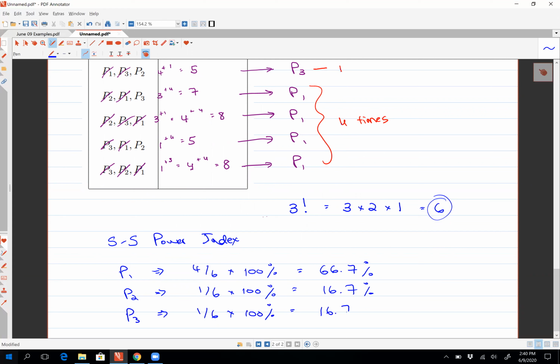So 16.7%. And during our live session tomorrow, we will do plenty more examples of each of these power index calculations.